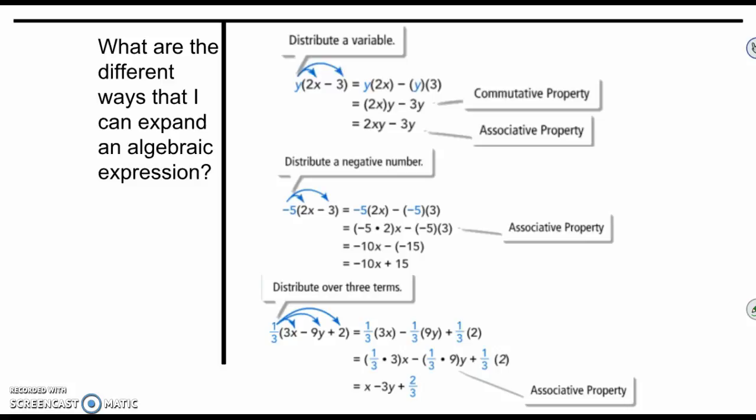And finally, we can distribute over 3 terms. This does take a minute, but all you have to do is multiply the number outside of the parentheses times each term within your parentheses. So we see here we're multiplying 1/3 times 3x minus 1/3 times 9y plus 1/3 times 2. All of this simplifies to x minus 3y plus 2/3.